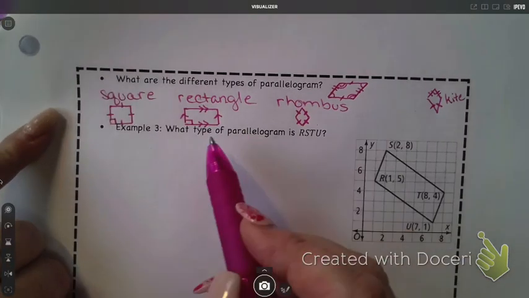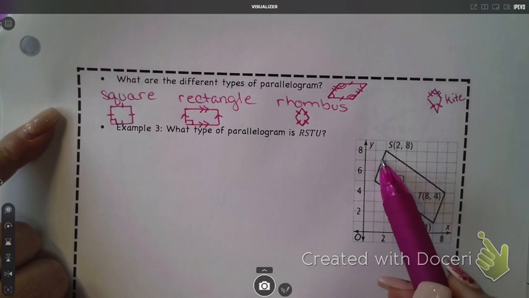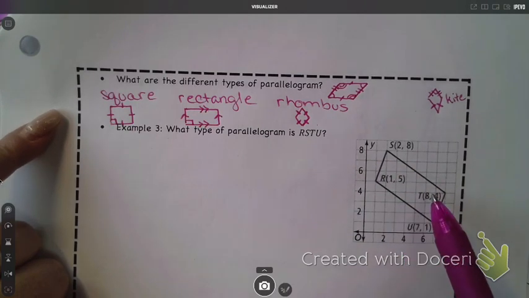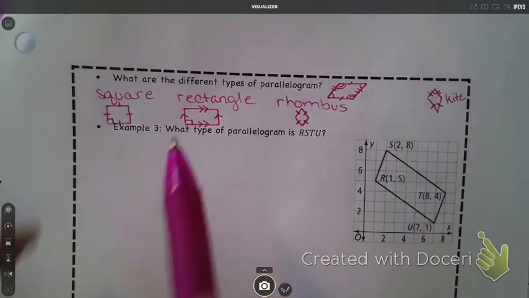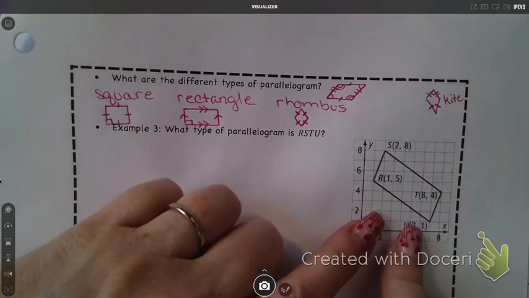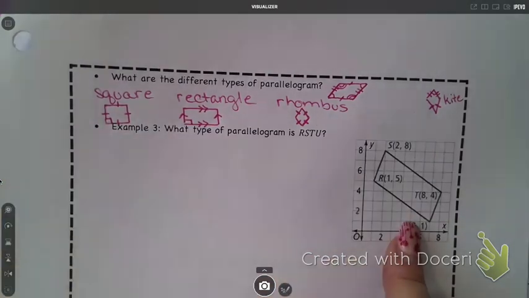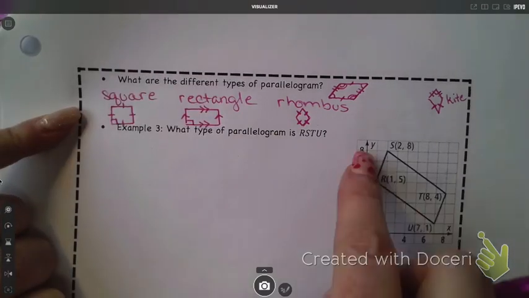Now, in order to know what type of parallelogram this is, I'm going to have to know lengths and angles. But I can know angles if I know slopes, because these are perpendicular, right angles. So we need negative reciprocal slopes. So we're going to have to find all the lengths and all the slopes. Which one do you want to do first? Probably slope. Look at example 4. Do you have to do the slope formula 4 times? Yes. Okay, so we're going to do slope first.